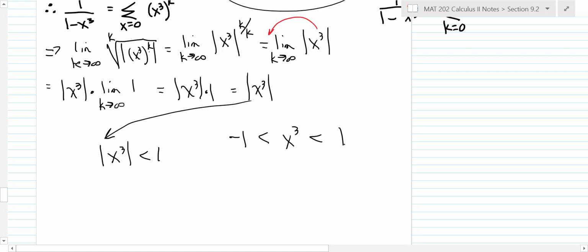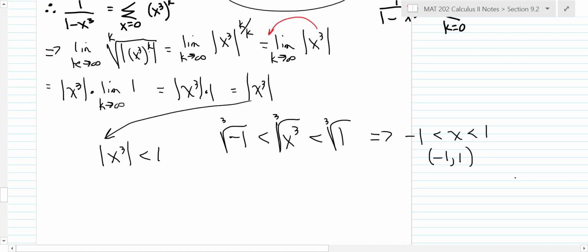Well, how do you undo the third power so it just becomes x? Third root. It doesn't matter; you can do a third root of a negative or positive number. So we're going to do the third root of each part, which gives you -1 less than x less than 1. That would be your potential interval of convergence.